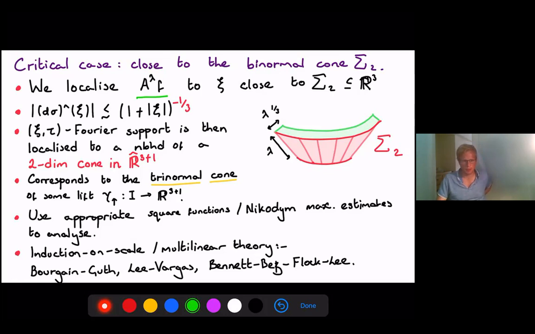Okay. So these are the two extreme cases. Are there any questions about this before I move on to the last bit?